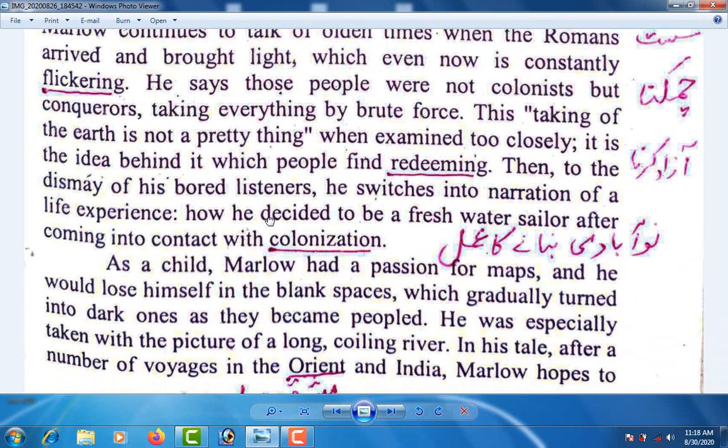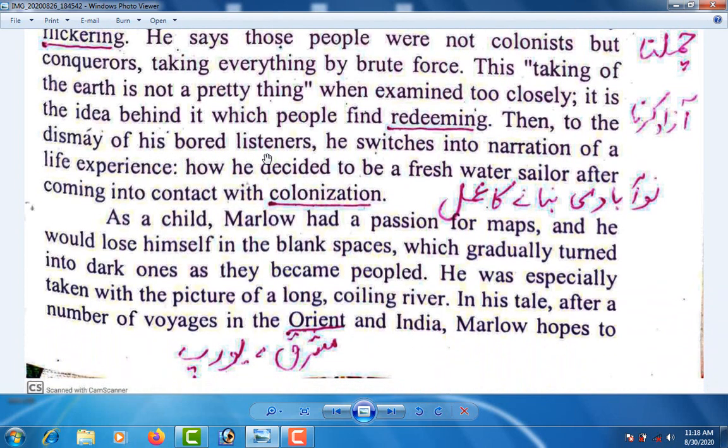Then, to the dismay of his bored listeners, he switches into narration of a life experience, how he decided to be a freshwater sailor after coming into contact with colonization. As a child, Marlow had a passion for maps, and he would lose himself in the blank spaces, which gradually turned into dark ones as they became peopled.